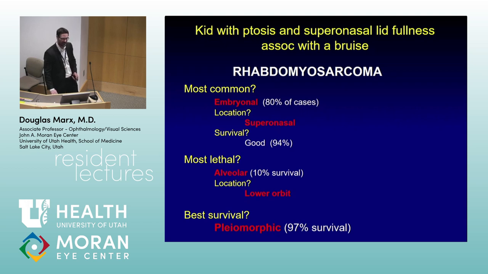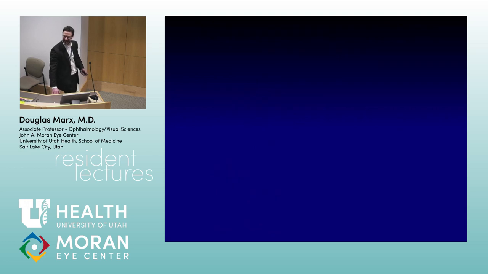So everyone has embryonal, so it's the most common. Awful, yeah. Alveolar, the most lethal, and then please give me pleomorphic, because it's the best survival prognosis. That's a great way of thinking about it. Chris Baer, thanks for showing up, man.